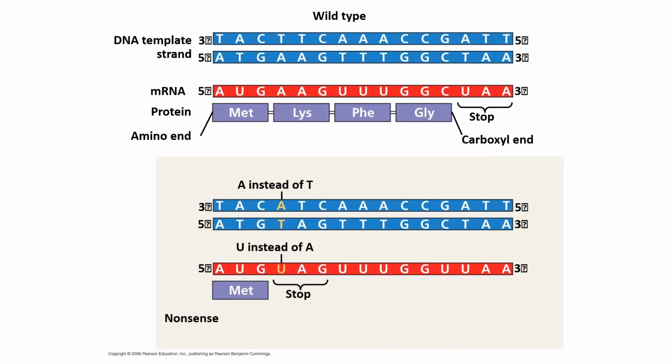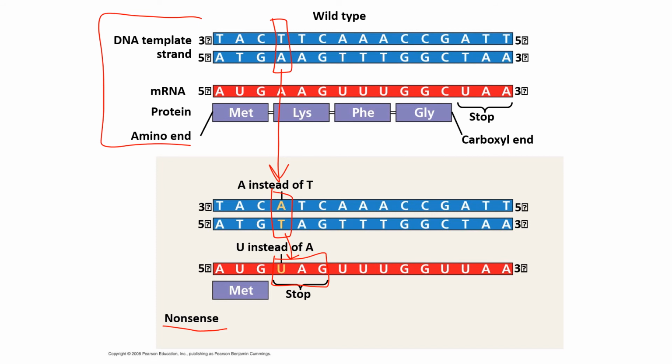This is another example of a point mutation. Again, this is the normal situation, and now this base pair has been mutated. Instead of a thymine, it was altered to an adenine. That's the change in that base pair. Now this leads to converting this codon into a stop codon, and this is considered a nonsense mutation. A nonsense mutation is when you have an early stop.